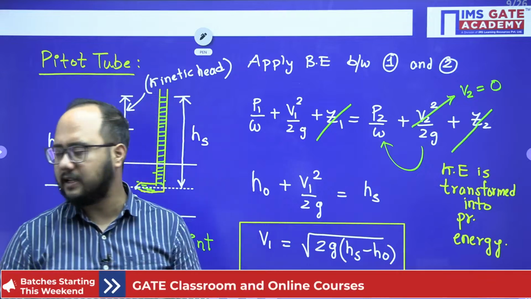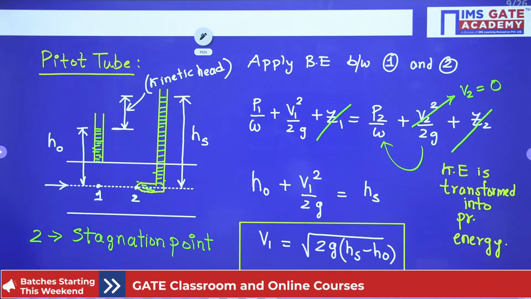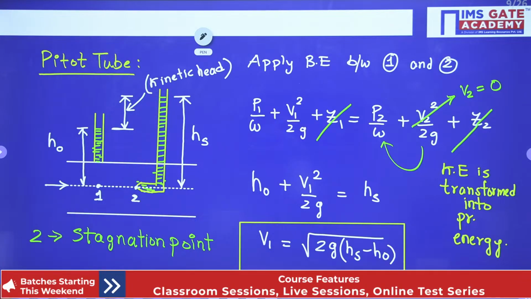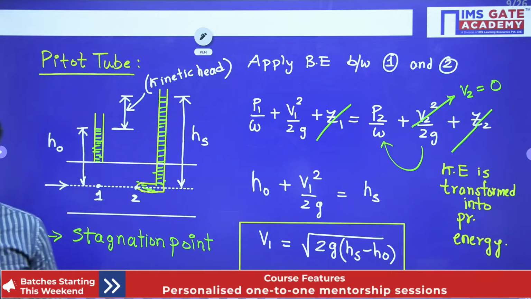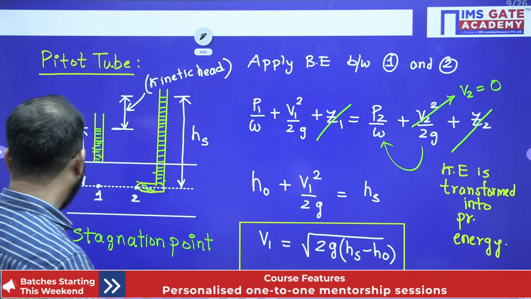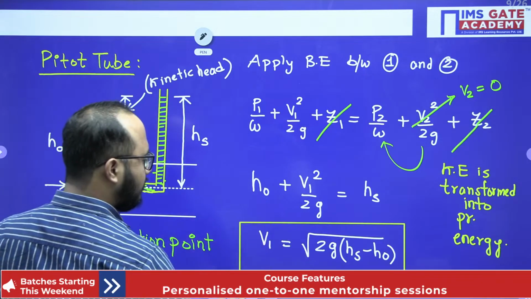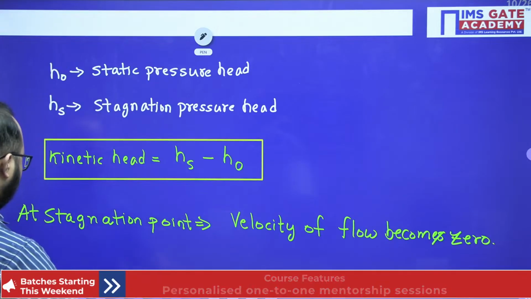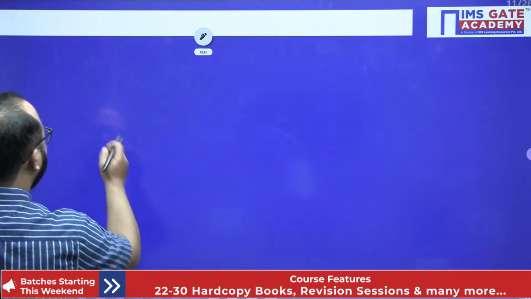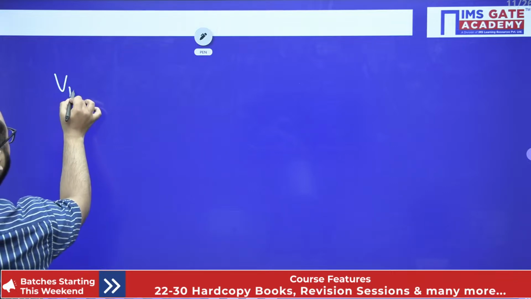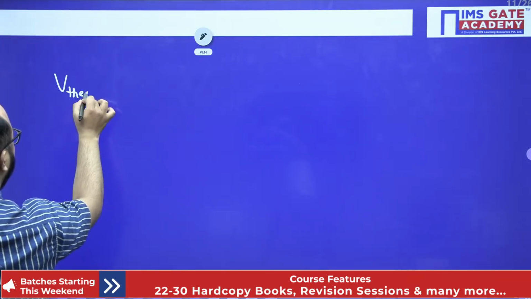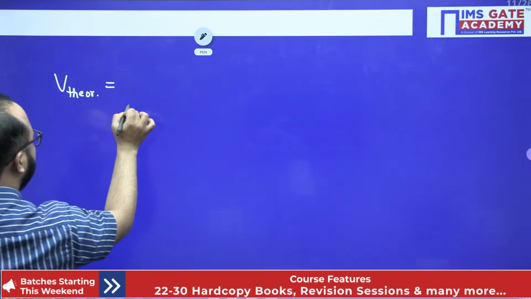Any doubts? Please tell me guys fast. Correct. Okay, I hope the point is clear. So this is the direct formula from which you can calculate velocity. Okay, but this velocity will be the theoretical velocity. So whatever theoretical velocity you have calculated.